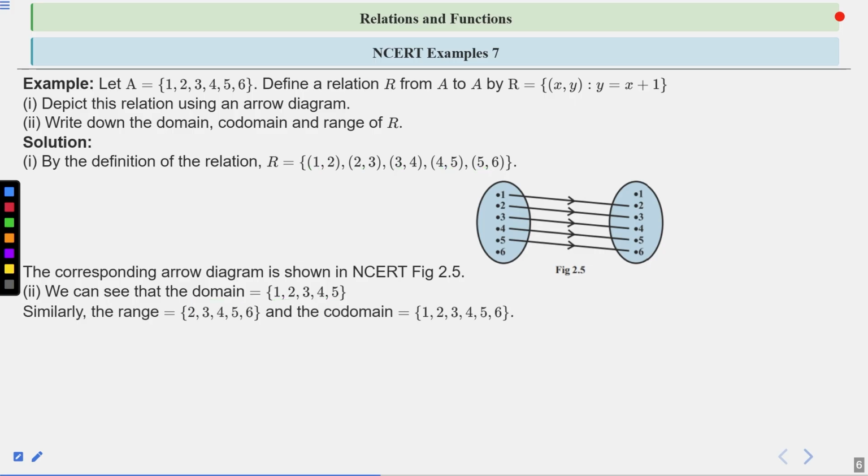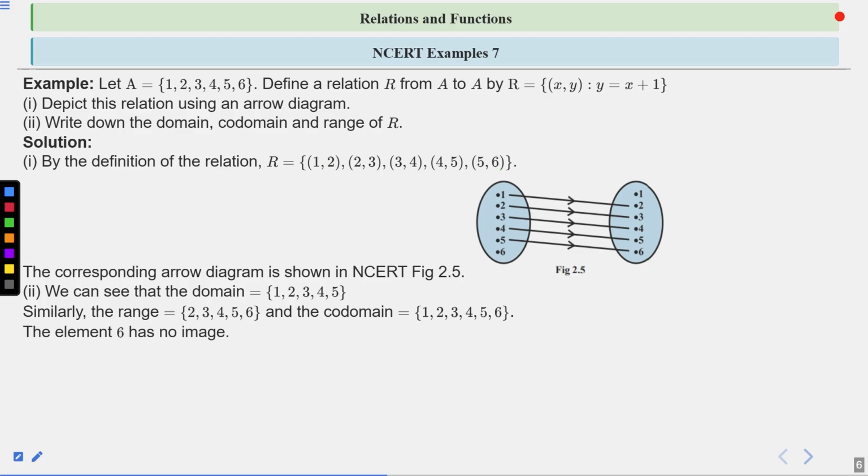Now the range set. The range set simply collects all the second elements. So 2, 3, 4, 5, 6. So this will be your range set. Now what about the codomain? The codomain is your complete set, which is here on the right-hand side. Clear? So with 6 elements: 1, 2, 3, 4, 5, 6.